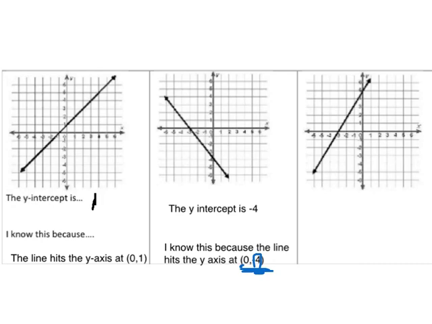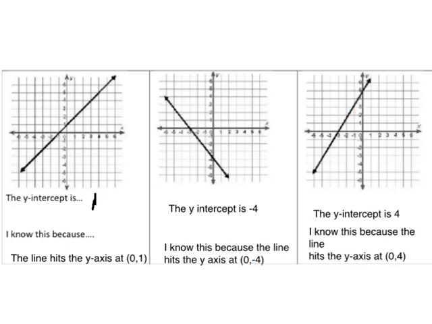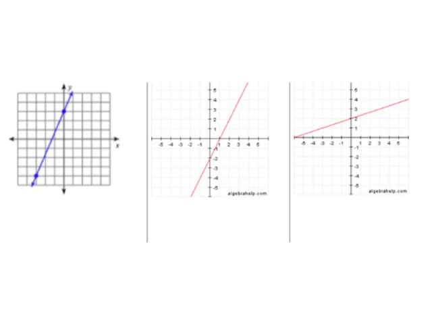Looking at the next one, what is our y-intercept? If we look, we see our line and the y-axis meet at this point right here. So our y-intercept is 4, and you know this because the line hits the y-axis at (0, 4). Look at this next one. Find the y-intercept independently.